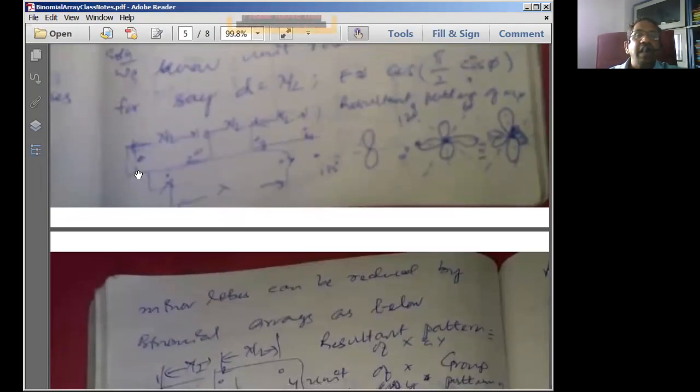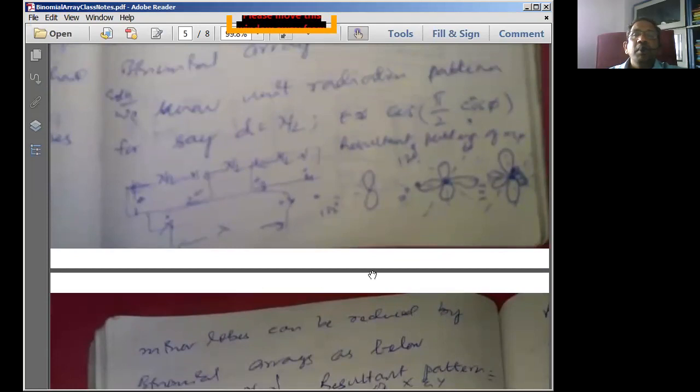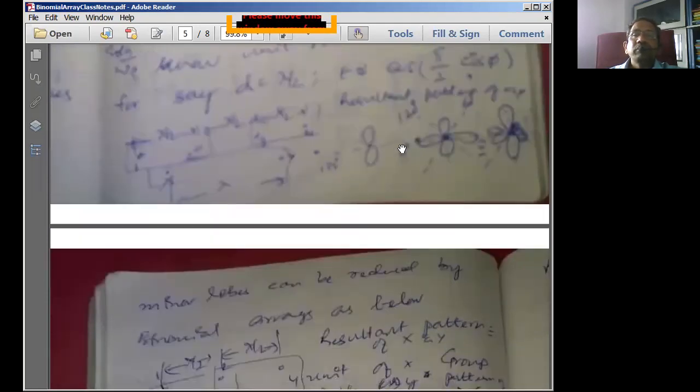See here, this is array 1, 2, 3, and 4. These are the 4 array elements we have, each separated by lambda by 2, lambda by 2, lambda by 2 distance. So in normal conditions, what kind of array pattern are you going to see? This is array pattern multiplication. Using pattern multiplication we can proceed.